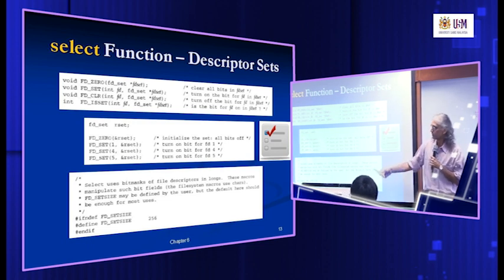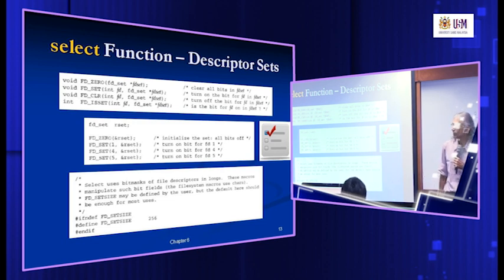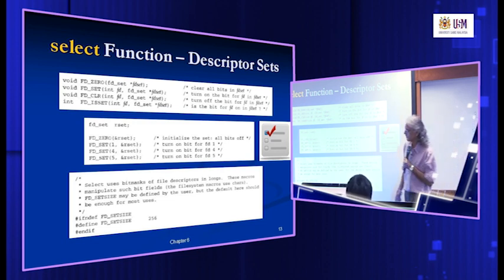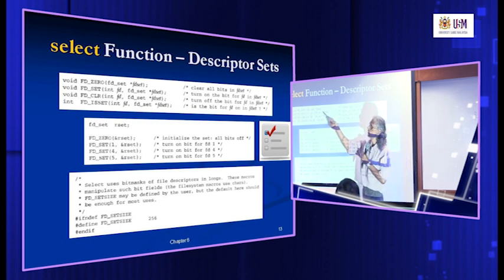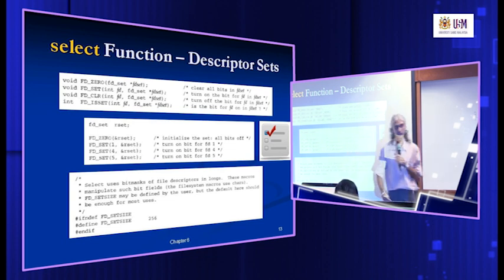So next thing is to see how many sockets can be monitored simultaneously. There is a constant defined, 256, which is the maximum size of the FD set. So how many sockets we can monitor at one time in the set is basically 256. That's more than enough.